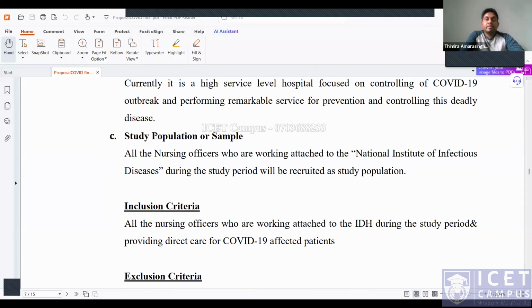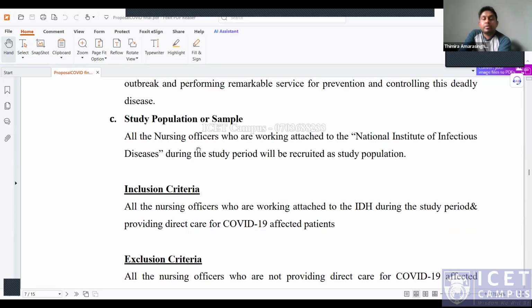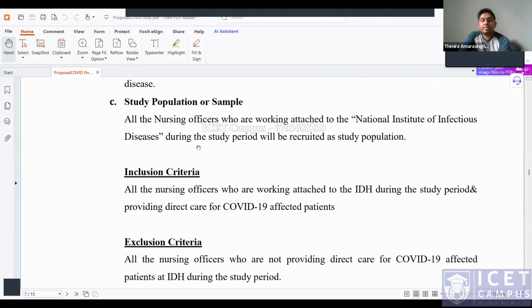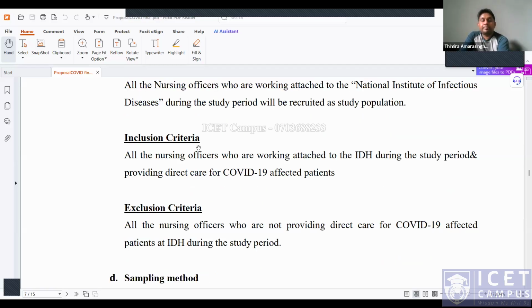Now the thing is, when it comes to the study population and the sample, if you are using a specific sample calculation, you have to put here in the proposal what is your sample calculation and what is your sampling technique. But in this proposal, all the population is incorporated into the study sample. Therefore, there is no sample size calculation, no selection. And then we put what is our inclusion criteria and what is our exclusion criteria.